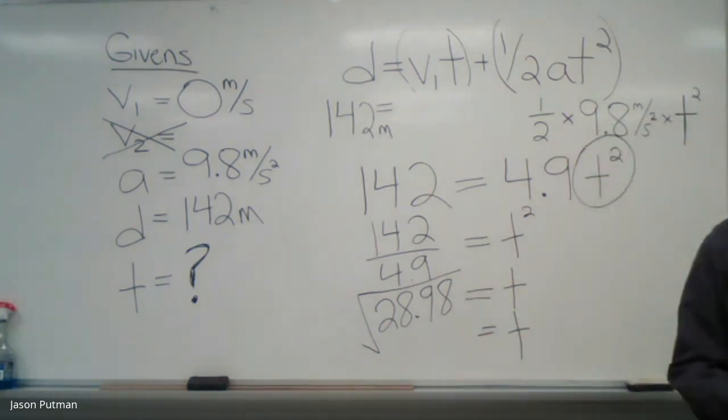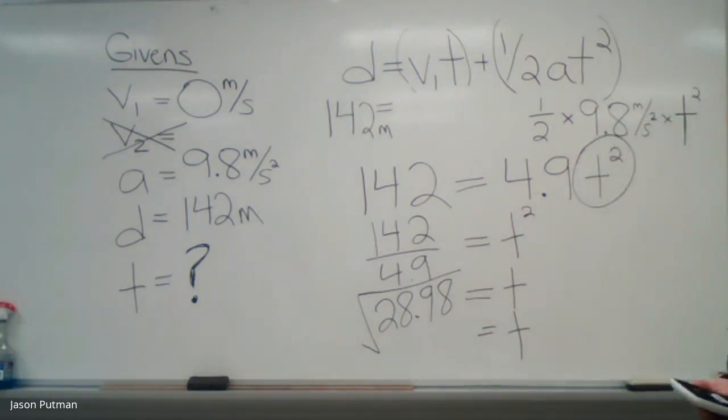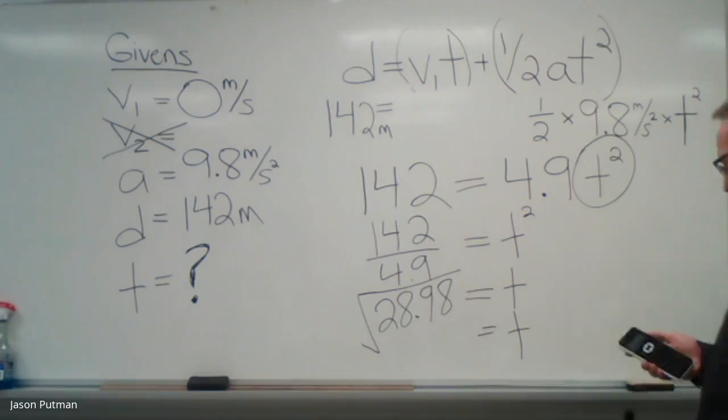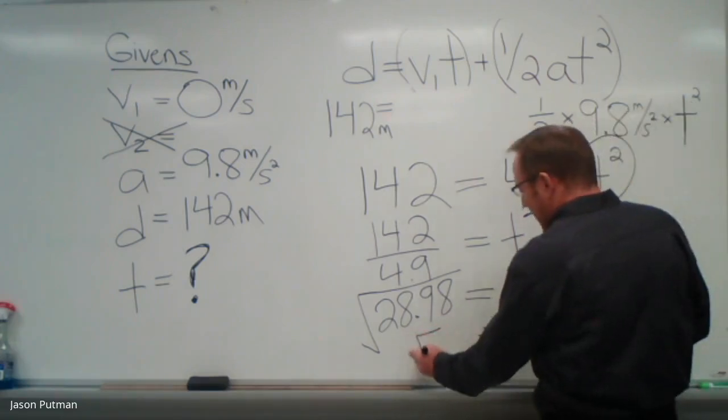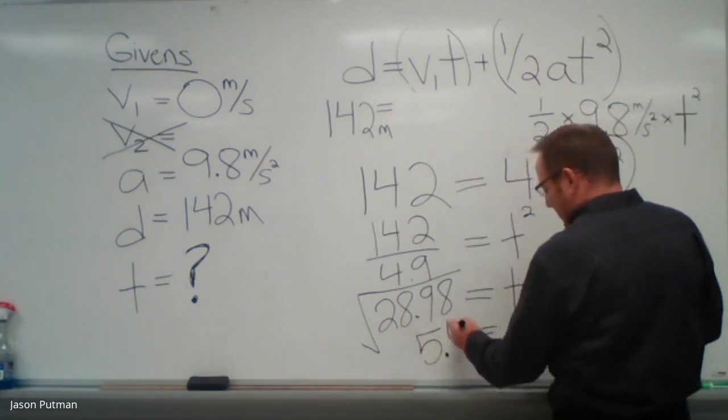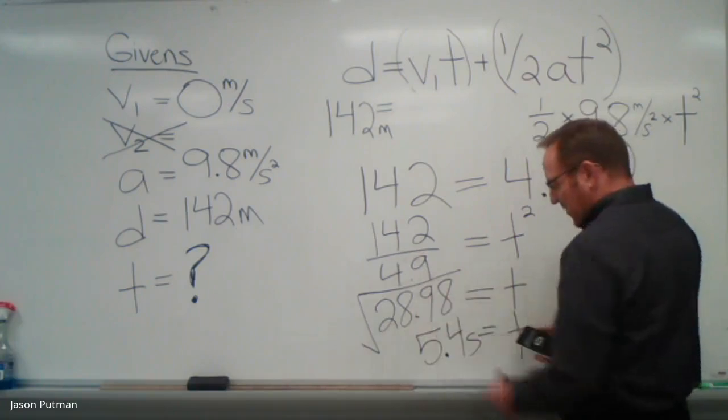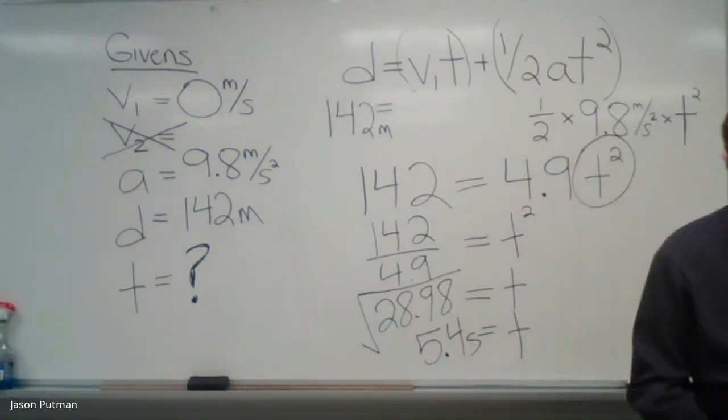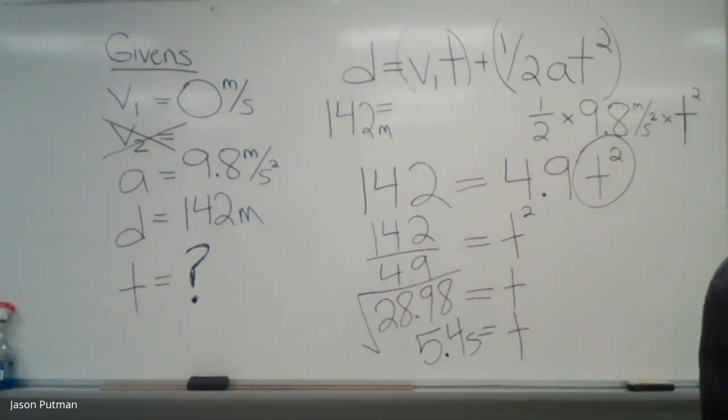And an answer that would make sense at this point, 28.98, take the root of that, and you get a real answer, 5.4 seconds. Now it makes sense. But that's, again, a perfect example of how sometimes you'll get answers and you'll forget to do something, and just by looking at the answer, you'll know something's wrong with it.